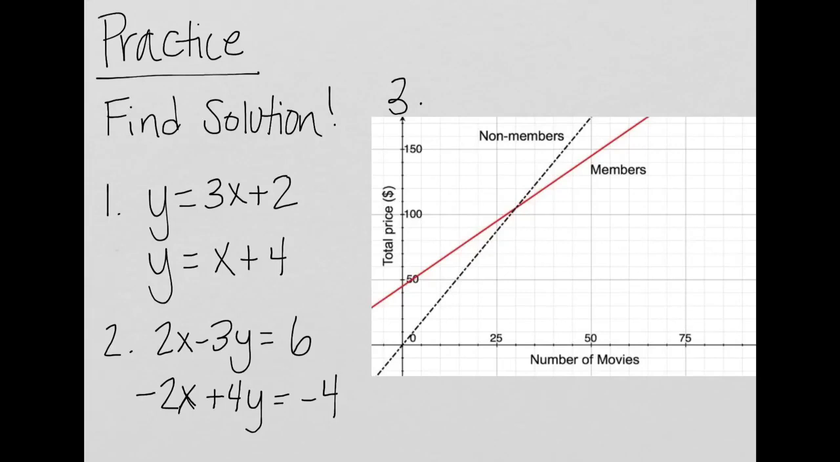Paper, you can go do that. I picked some nice ones for you, though. So as long as you draw your line straight, you should be able to see it.